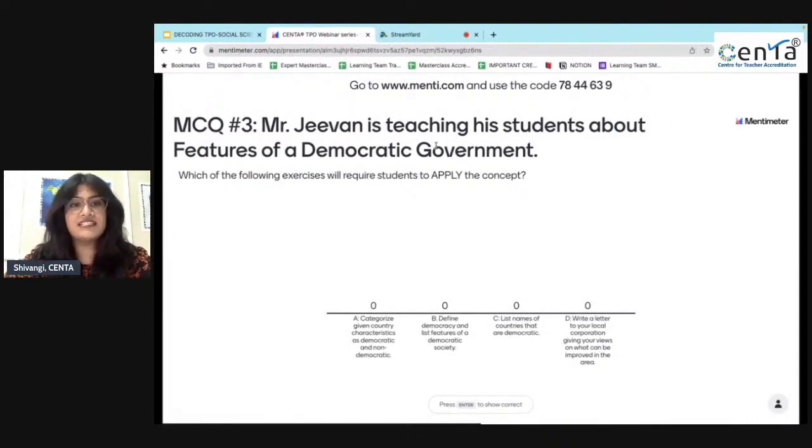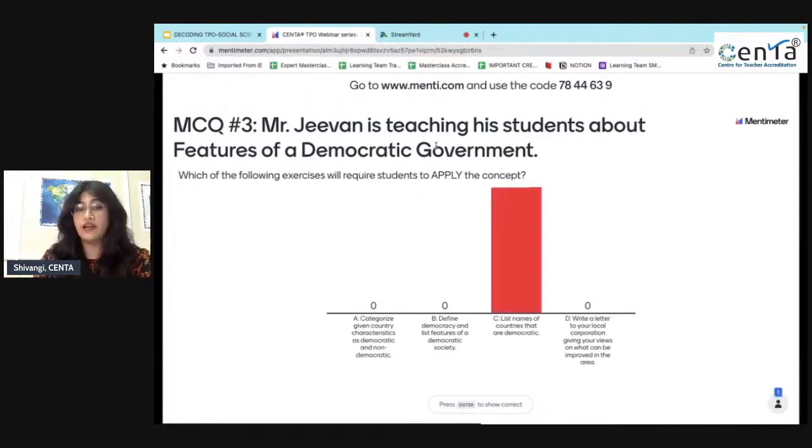So this question is again middle school social science. It's from the topic democracy. It's a subject-specific PCK question, pedagogical content knowledge question. Mr. Jeevan is teaching his students about features of a democratic government. Which of the following exercises will require the students to apply this concept?